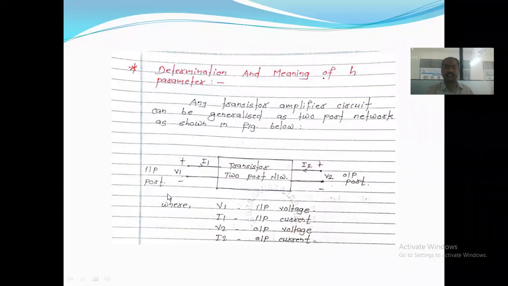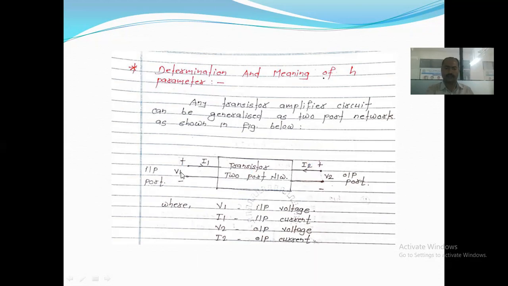Now see, in this case two things are important: which are the dependent parameters and which are the independent parameters. Dependent indicates that the value of that parameter depends on something else. In this case, V1 and I2 are called dependent parameters, and I1 and V2 are called independent parameters. Why, I can explain.